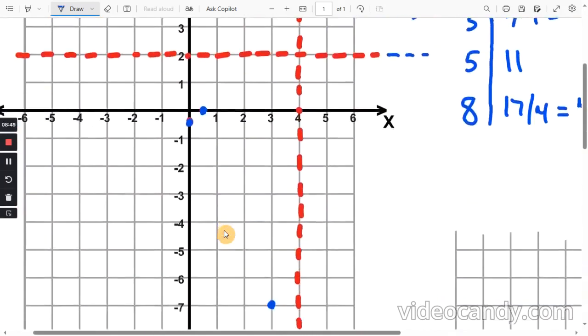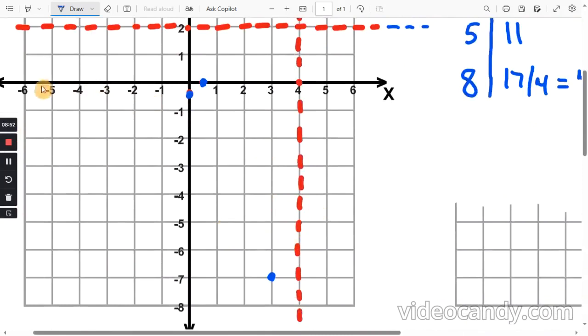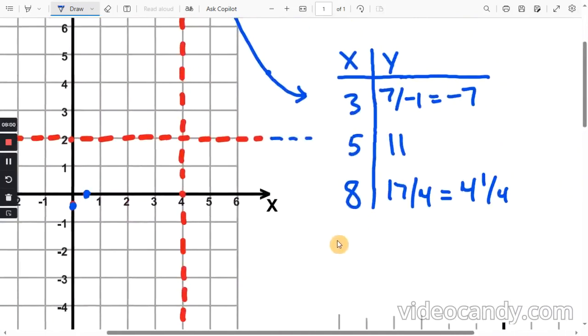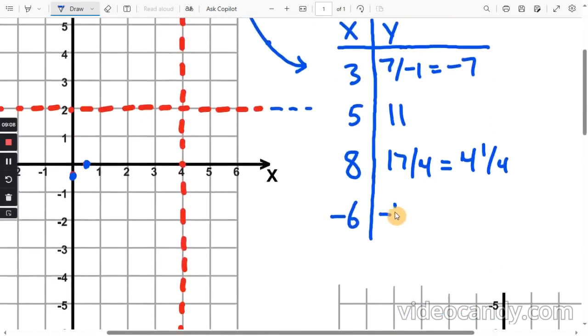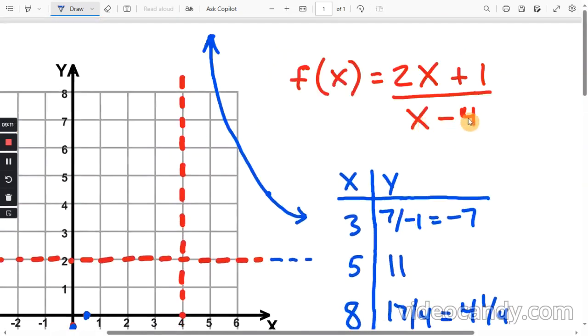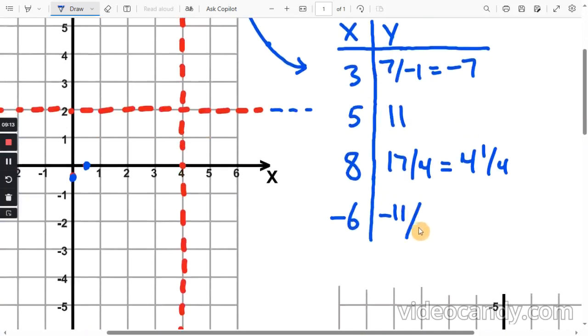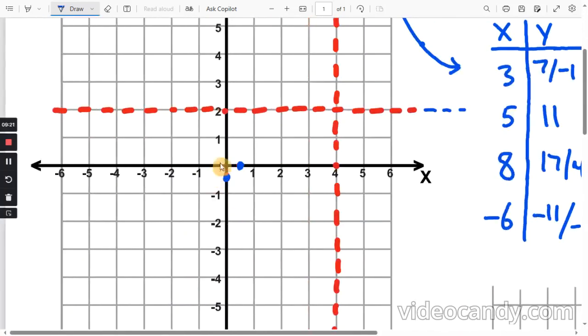All right, and on the other side, let's plot a high negative, or should I say a low negative value of x. Let's try negative 6 and see what happens. All right, for negative 6, we would have negative 12 plus 1, that's negative 11. And we'd have negative 6 minus 4, that's negative 10. So that's basically 1 1/10. And that's at negative 6. All right, so at negative 6, it's going to be 1 1/10, a tiny bit above the 1.